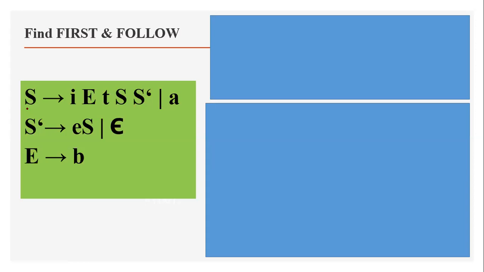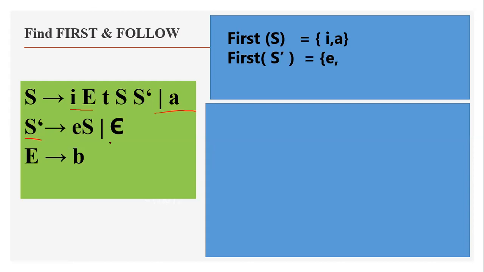Okay, first of S is first of this and first of this. See, both are starting with a terminal, is it not so? First of S is nothing but i comma a. Like that, first of S', that also starts with terminal e comma epsilon. e comma epsilon is the answer for first of S'. Next, first of E. First of E is nothing but b. So we computed S, S' and E.